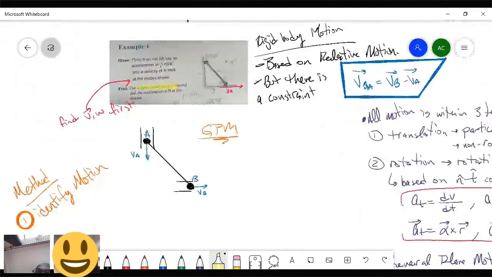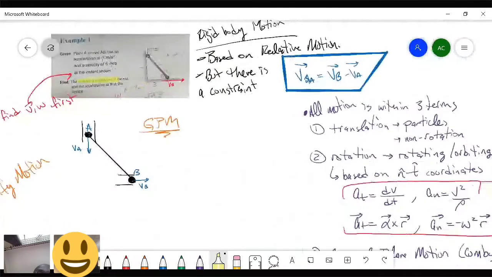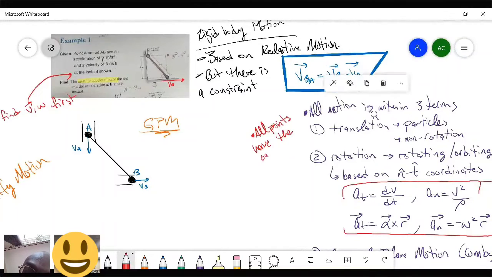So here we go. Let's talk about the situations on how to know if it's rotating, translating, or general plane. Easy. If it's translating, all points have the same velocity. Now, when I say the same velocity, I mean the same magnitude and direction. That's what it means for translation.